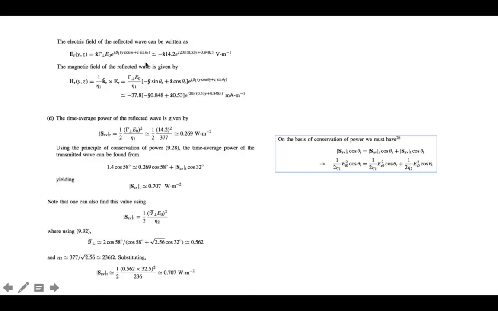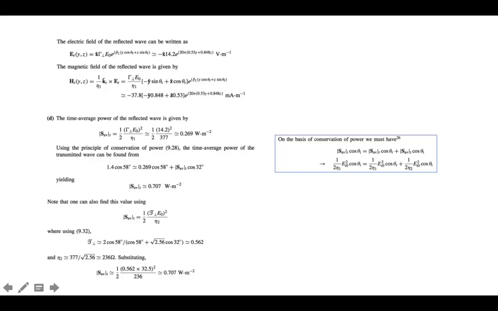Then the magnetic field we can obtain by 1 over η1 k cross E, with k given as shown. And so the k vector then gets crossed with the, or sorry, this is the result of k cross E. So we have a minus y sine θR plus z cosine θR, and then the exponential. So after we plug everything in, we get a similar expression.